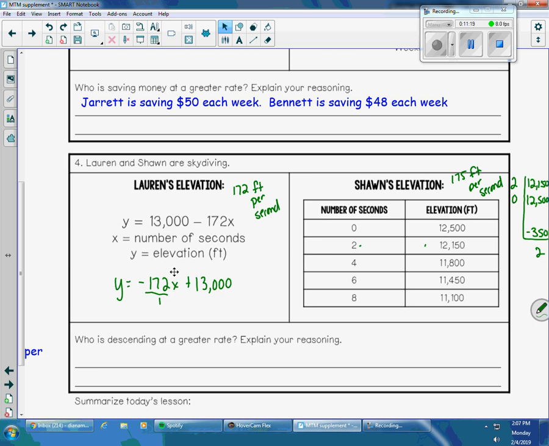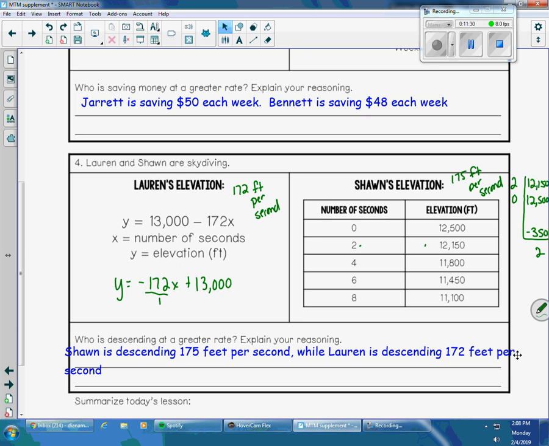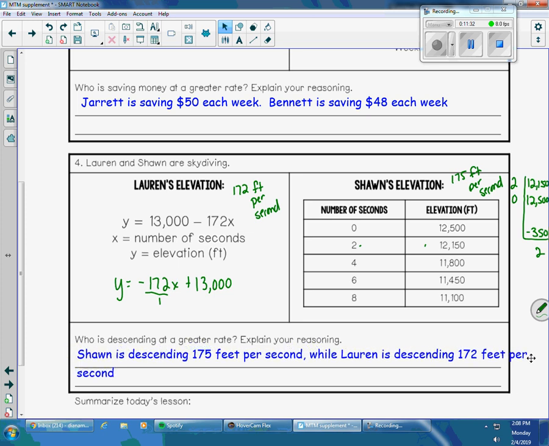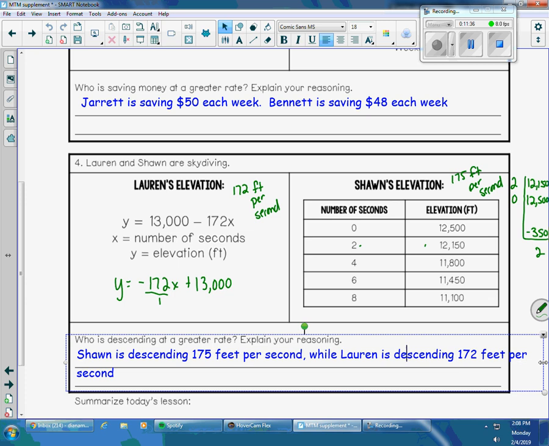So who is descending at a greater rate? Which one is more negative? Sean's would be more negative, 175 feet per second, while Lauren is descending at 172 feet per second. That's a little too long, isn't it? There we go. Does that make sense?